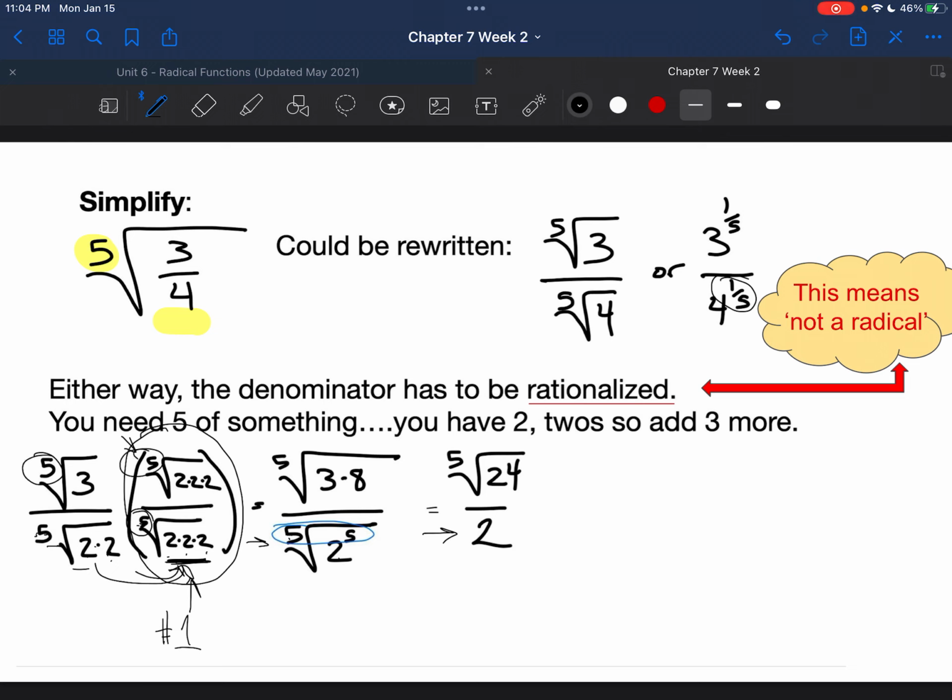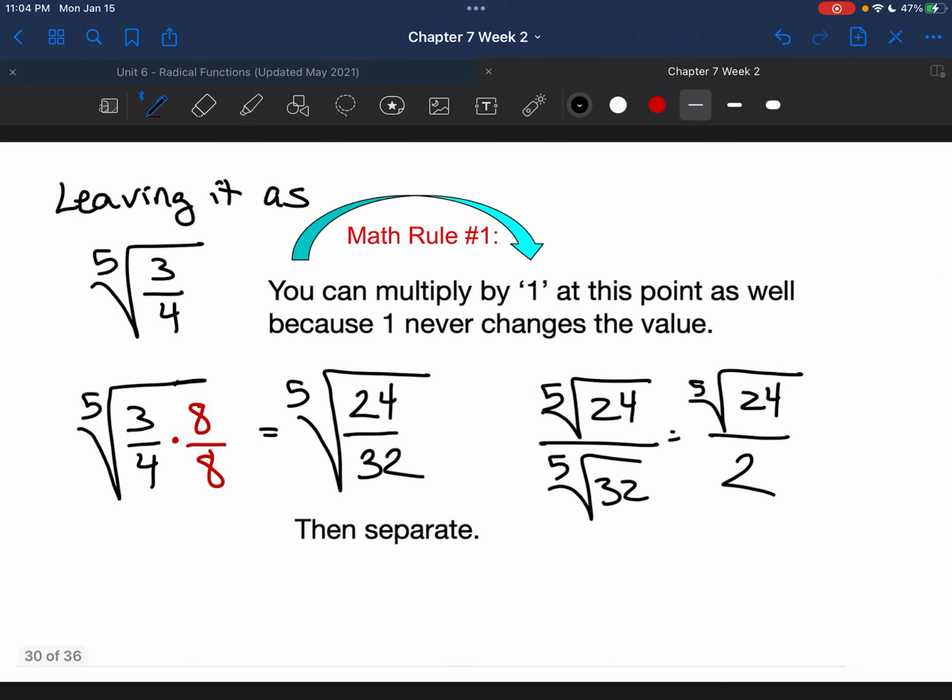So what is the top now? Well, my indexes were both 5's, so it stays an index of 5. I'm going to combine what I had underneath. So I've got 3 times 8 here, which gives me 24. I can't simplify anything out of that because when I combined them, it didn't add anything to it. So we just leave it as the fifth root of 24 over 2. And this is an acceptable answer. It is fine to have the radical in the numerator as long as we have just an integer in our denominator. Right?